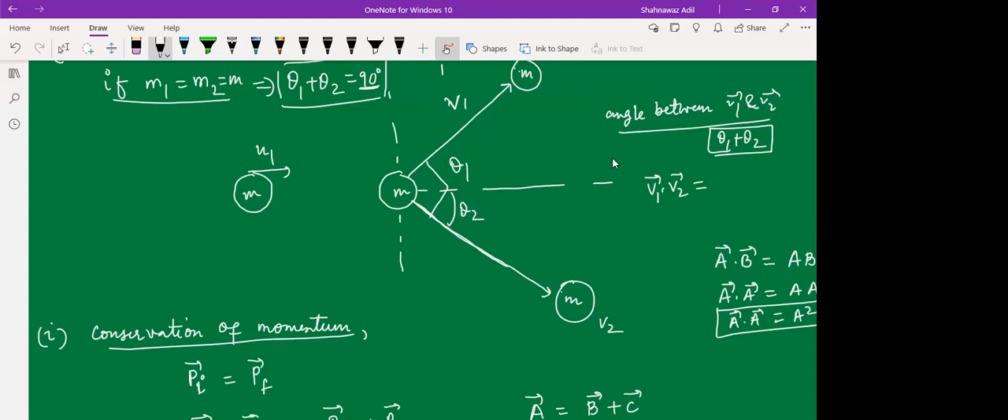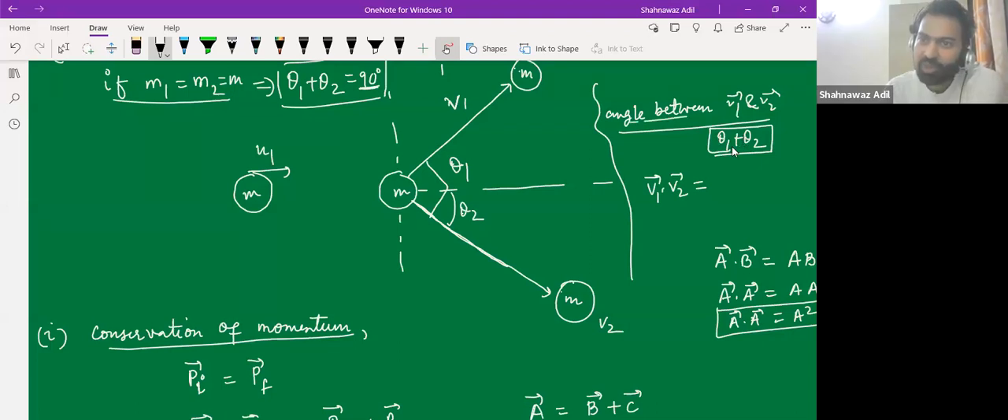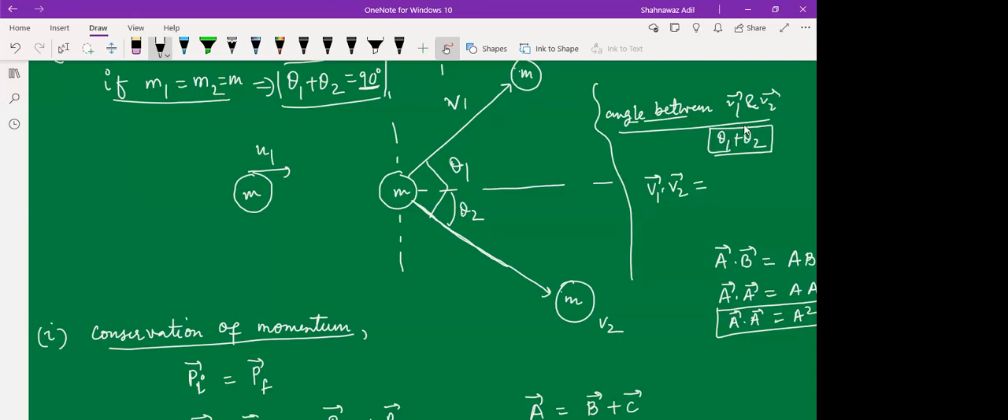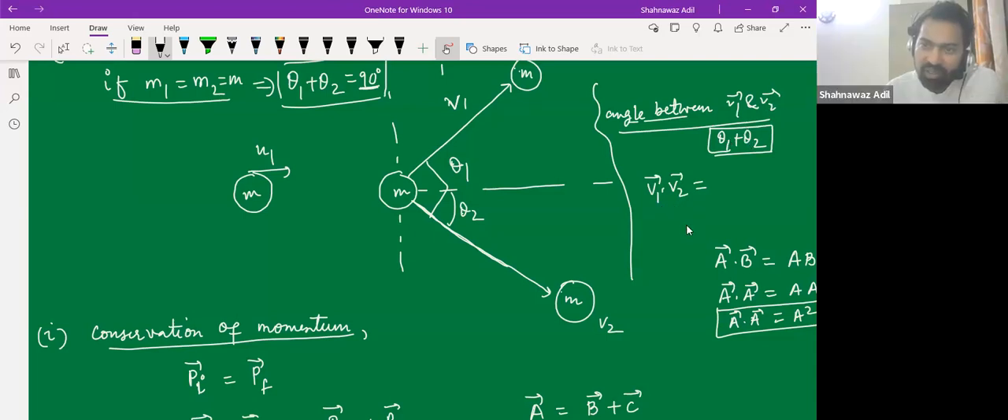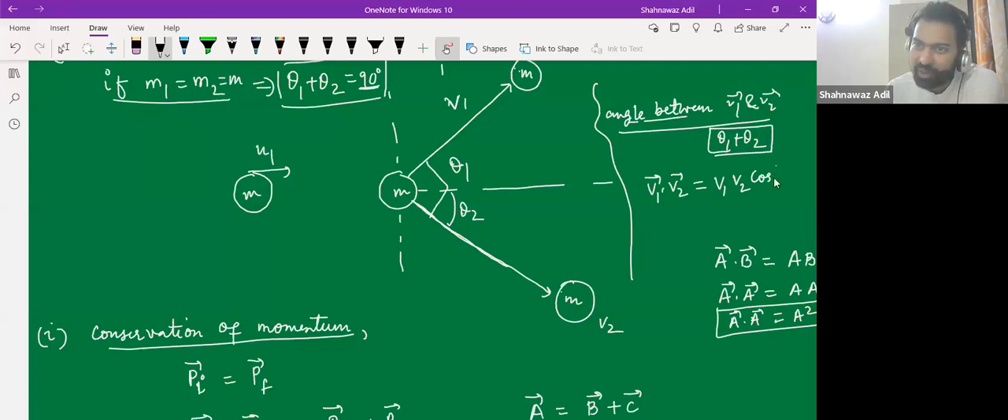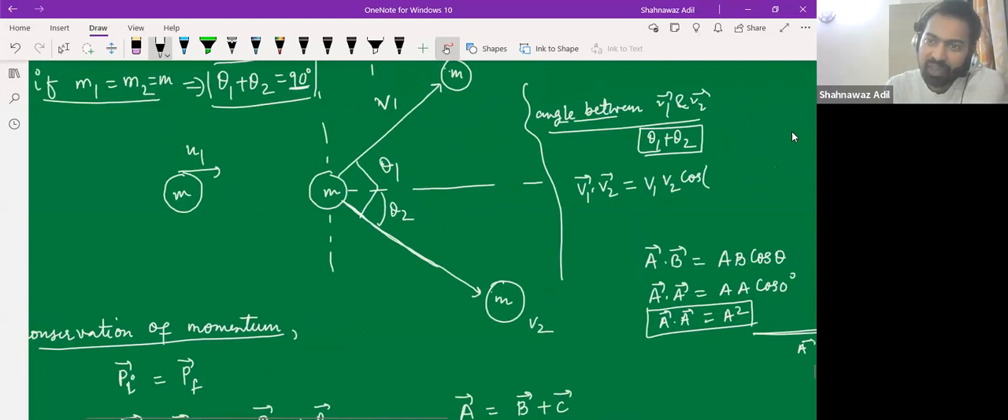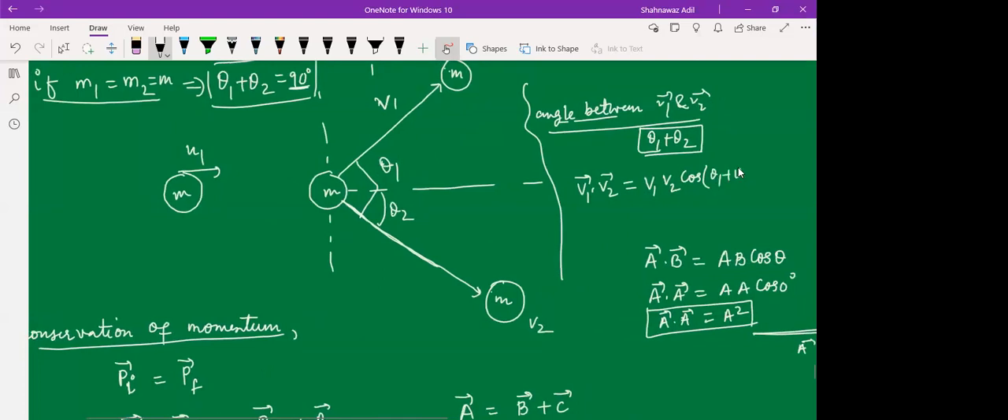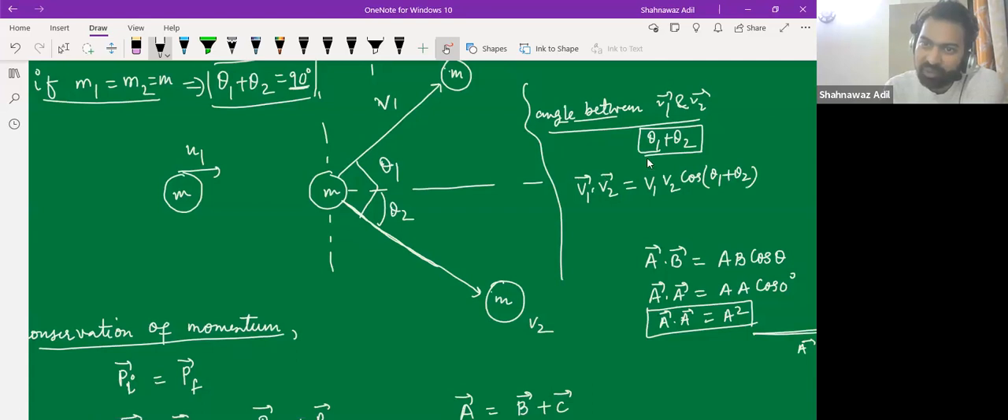So theta 1 dot theta 2, like that. No, so this is the angle between V1 and V2, right? Theta 1 plus theta 2 is the angle between V1 and V2. What is the dot product? That is just A dot B. What is that? A B cos theta, that is V1 V2 cos theta. But what is the angle between V1 and V2? Theta 1 plus theta 2. So this would be the dot product of V1 and V2. Is this part clear, everyone?